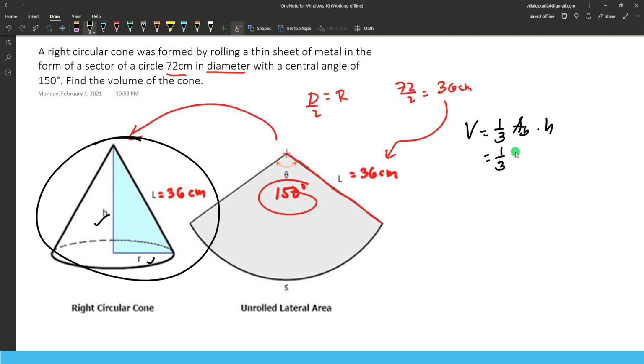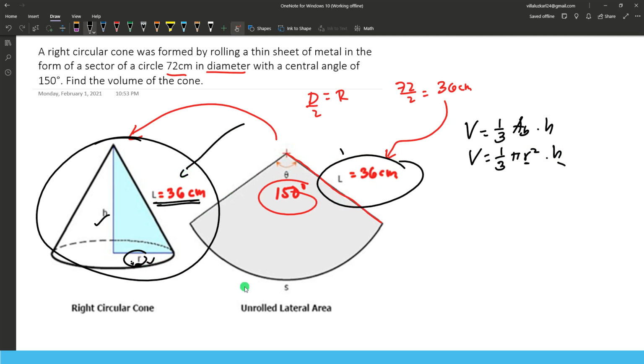The volume is the area of the base, pi r squared, times h. So we don't have h yet, nor the radius of the circle, which is the base of the cone. The radius here on the sector is not the radius that we will use, because the equivalent radius of the sector is the slant height of the cone.